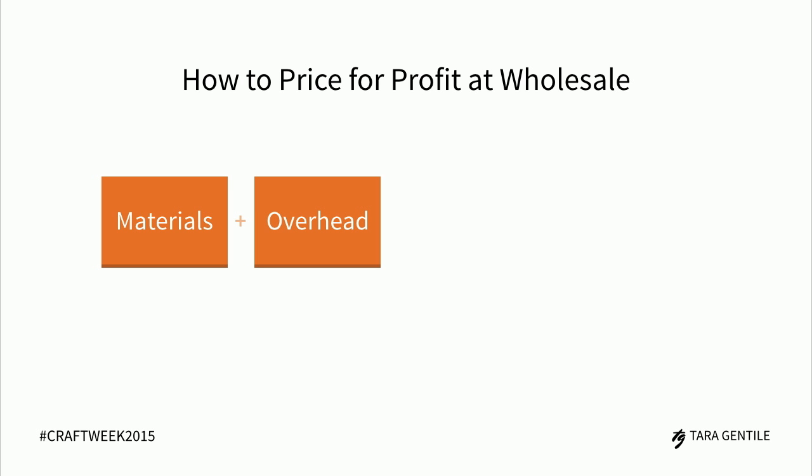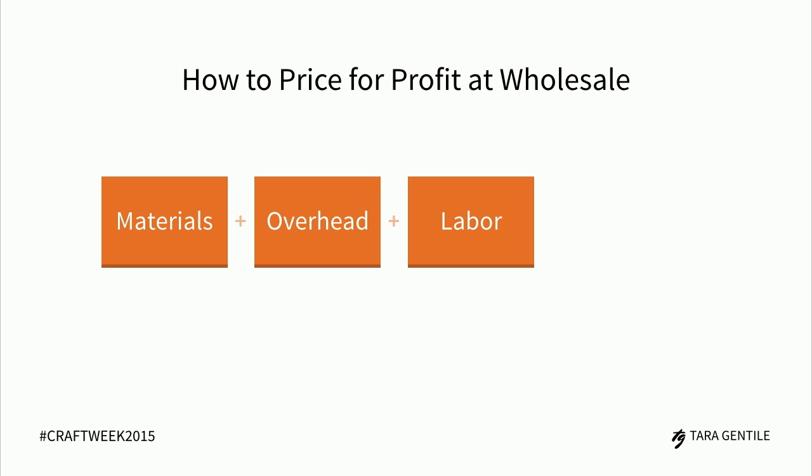Then we have to look at overhead. Overhead is basically every other expense that it takes to run your business. It's the electricity that turns the lights on, it's the marketing that goes into your business, it's the advertising. That's overhead. It's pretty much everything else except labor. Labor is the cost of what it takes to actually make what it is that you're selling. And that could be your labor or it could be someone else's labor.